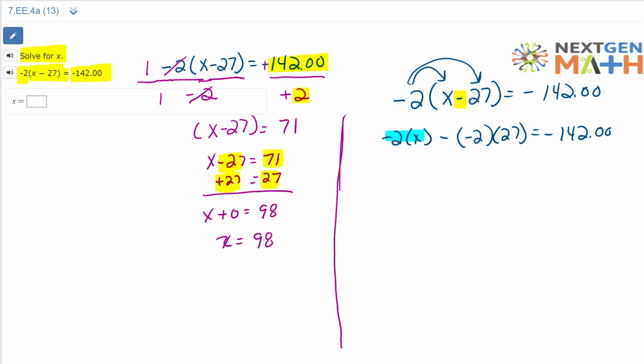This right here is still negative 2x, and we're going to subtract negative 2 times 27. Well, negative 2 times 27 is equal to negative 54, which equals still negative 142.